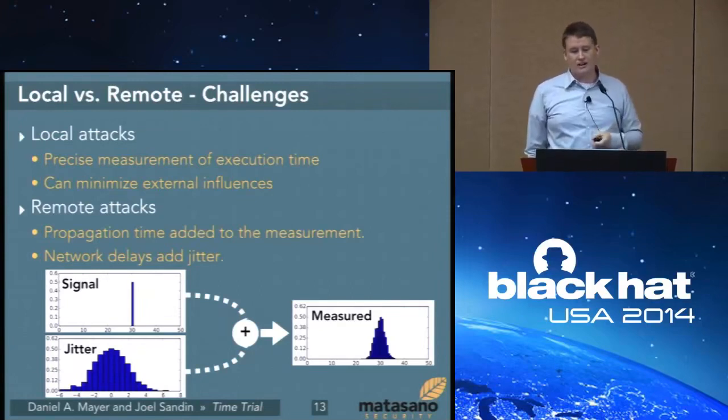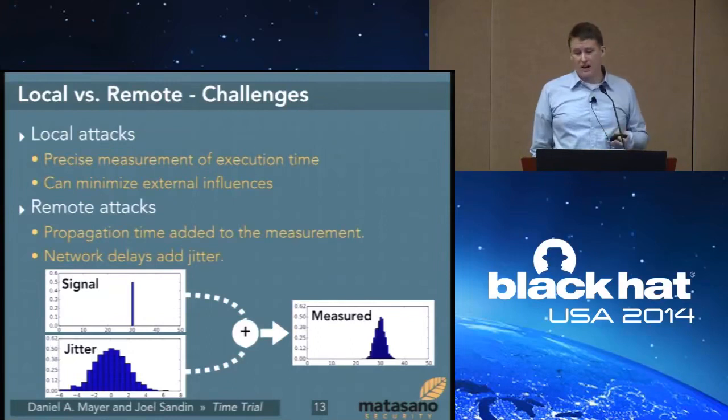But what we're actually getting in our measurements is signal plus this random distribution of propagation times on the network. In an ideal world, network propagation time would be constant, would be consistent, but in practice it really isn't. And the problem we face here is kind of getting the needle from the haystack and learning something about the execution time on the target.